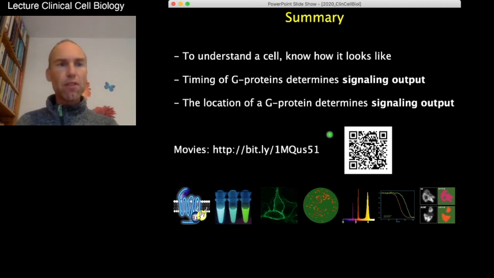Now, to summarize everything that I've told you, here are some important points. To understand a cell, you really need to observe it. You have to have a look at it. Now, the timing of G proteins and their activity determines the signaling output. So you can have multiple G proteins active at the same time, but the balance between their activity and the timing determines the signaling output. And we've also seen that the location of a G protein determines signaling output. So interfering with G proteins and their location can be a good strategy.